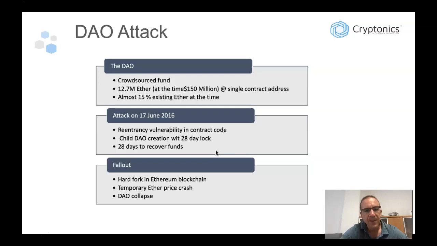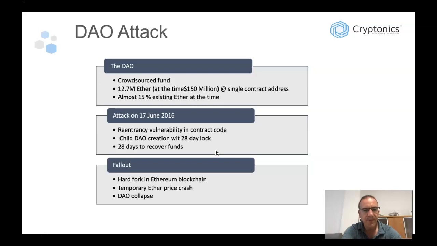But the DAO was one particular DAO, and it had this issue. So, as I said, it was a crowdsourced fund, and it was much more successful at first than expected, and suddenly there were 12.7 million ether locked into a single contract address, which is always dangerous. And that at the time was estimated to be $150 million US dollars. And it was 15% of the existing ether at the time, which is quite a big impact on the ecosystem. So the attack happened on the 17th of June 2016.